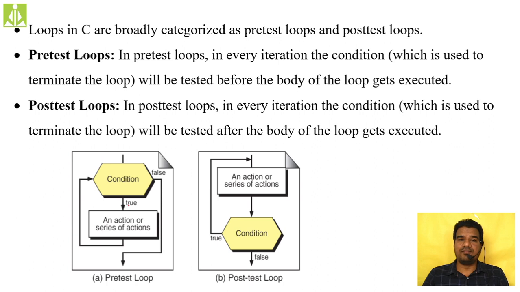Condition coming before the body, we call pre-test loops. Condition coming after the body of the loop, we call post-test loops. The name itself gives the meaning. Pre-test means the condition comes before the body of the loop, or the termination point is specified before the body of the loop. And post-test means the condition comes after the body of the loop.